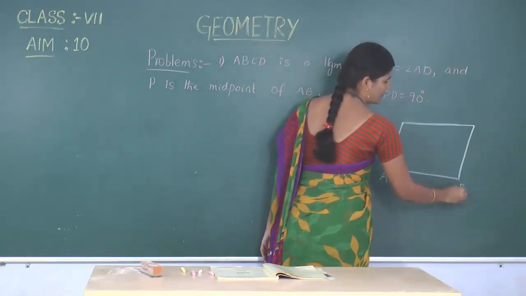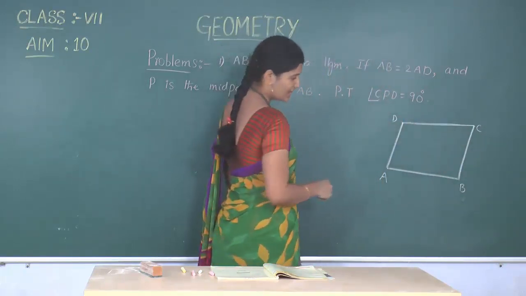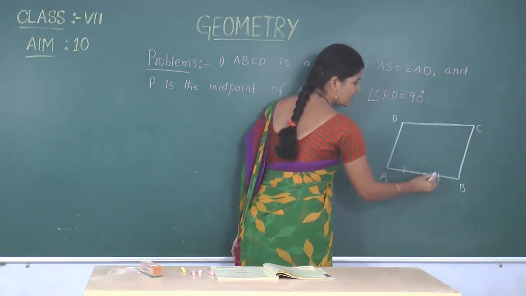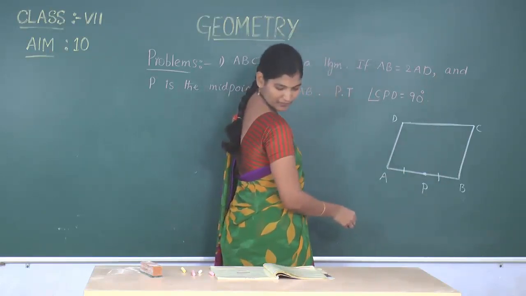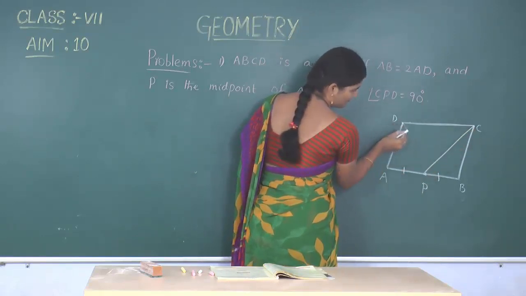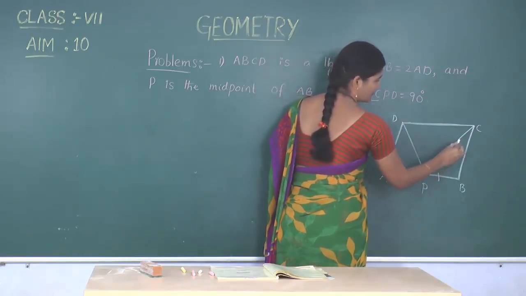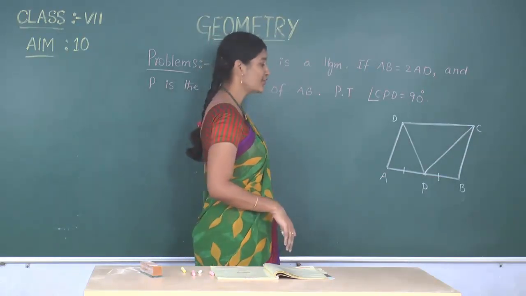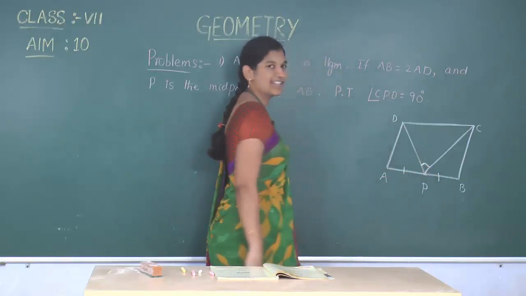A, B, C, D. And here they given, here P is the midpoint. P is the midpoint means which divides the AB into two equal parts. This is the figure what they given. And here they want to prove here angle is 90 degrees. We have to prove here angle is 90.